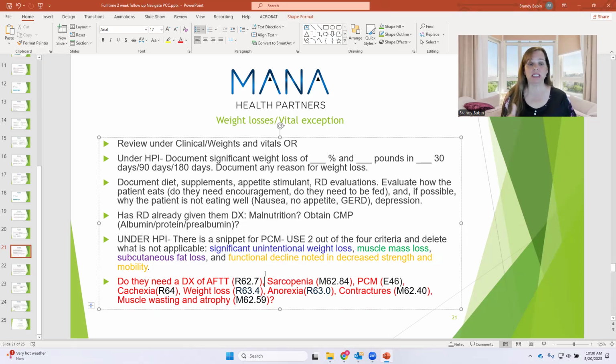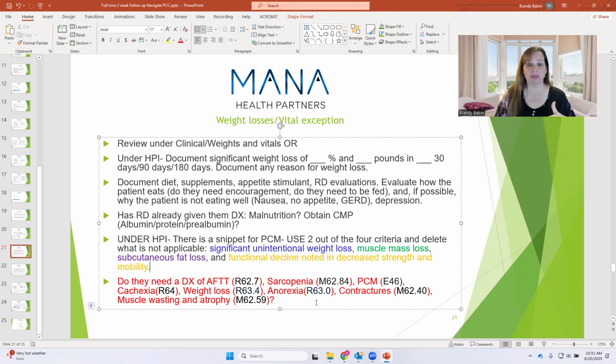And then, do they need a diagnosis of adult failure to thrive, sarcopenia, protein calorie malnutrition, cachexia, weight loss, anorexia, contractures, muscle wasting, and atrophy? Why am I putting contractures on here? Because contractures decrease muscle mass, functional decline, and decreased strength. So people, random people, just don't add these diagnoses in. These are diagnoses that we have to give.